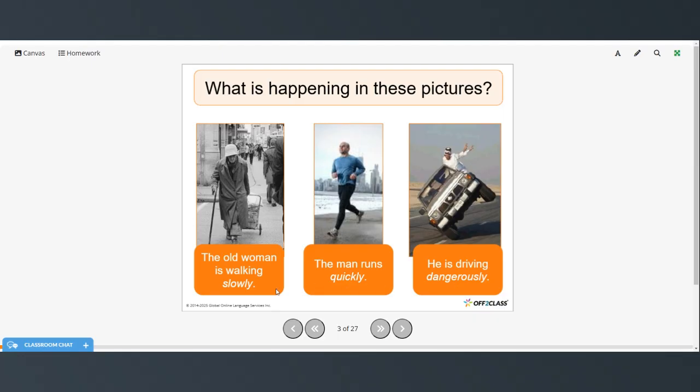And just like adjectives are used to describe nouns, adverbs are used to describe verbs. So it tells how the woman is walking. So slowly describes walking, quickly describes the verb runs, and dangerously describes the verb is driving.